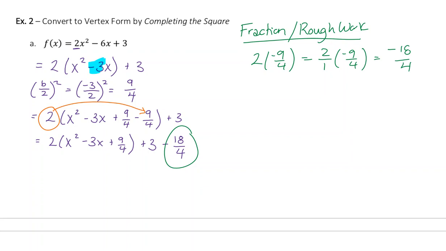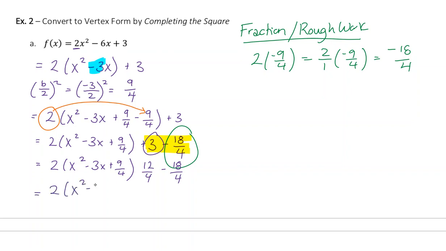After that, what we need to do is combine our like terms outside the brackets. And because we have fractions, we're going to want to find a common denominator. Well, the common denominator is going to be 4. Okay, and if we want to make our value of 3 into a fraction with a denominator of 4, we're going to have to multiply it by 4. That's going to be 3 times 4, that's 12/4, minus 18/4. Okay.